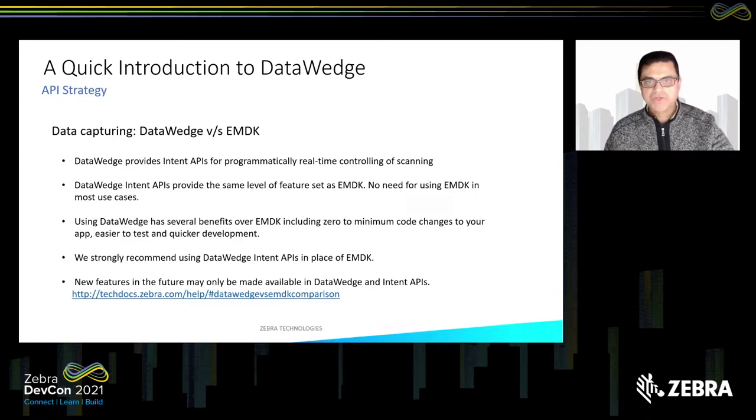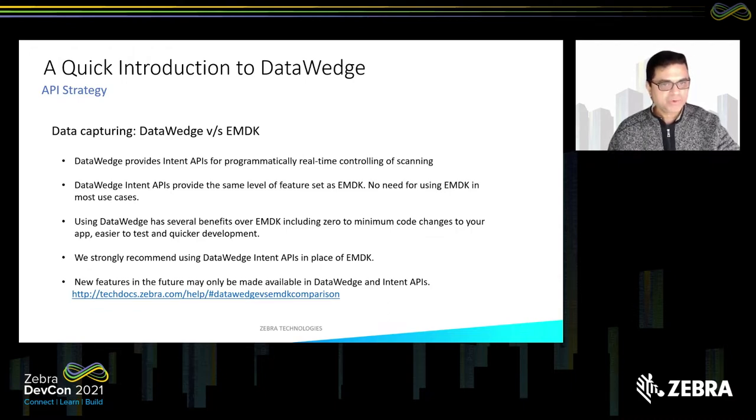So having introduced DataWedge to you, now I'm going to talk about DataWedge versus EMDK for Android or Xamarin for that purpose. There are a number of people who would say, I want to do barcode scanning and I want to use EMDK. I don't like DataWedge, I don't like intent, because that is a pre-configured profile, and I want complete control over the scanning, when and how it's done. And as I mentioned earlier, DataWedge provides intent APIs for programmatically controlling scanning in real time.